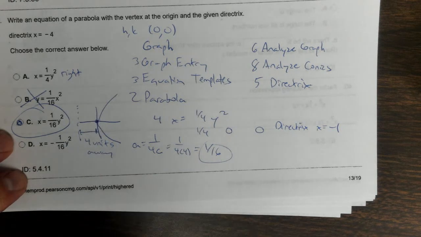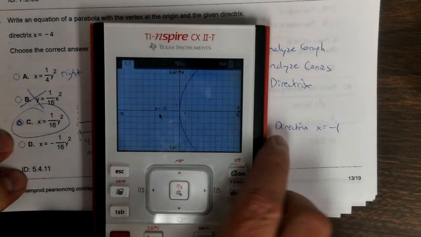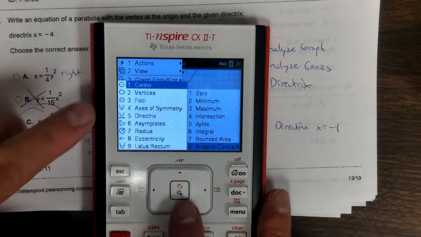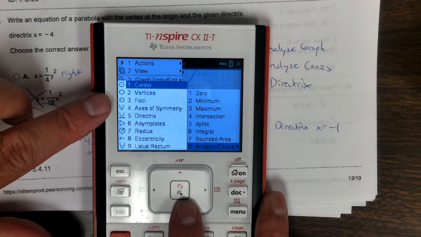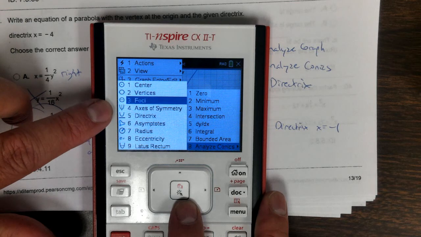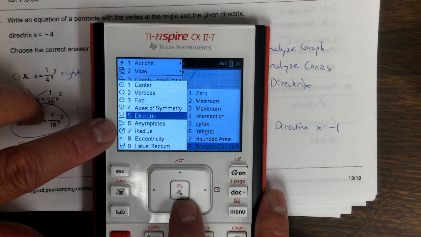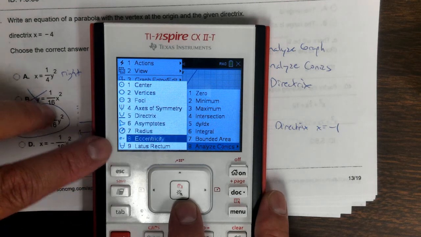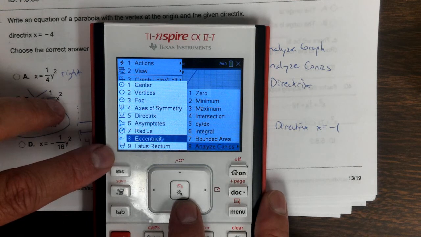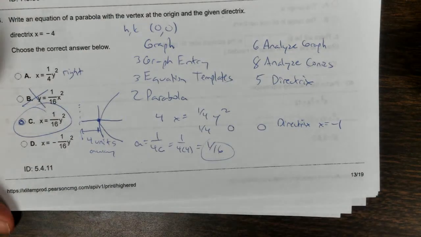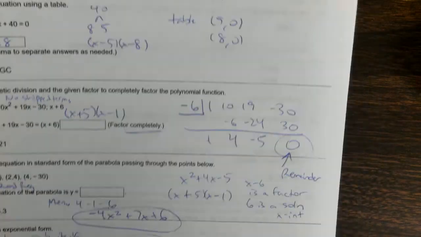And later on, when you're in another class, these things under Analyze Conics are going to be very useful, like center, vertices, foci, which is plural of focus, axis of symmetry, directrix, and so forth. Asymptotes, latus rectum, etc. Okay, the next one.